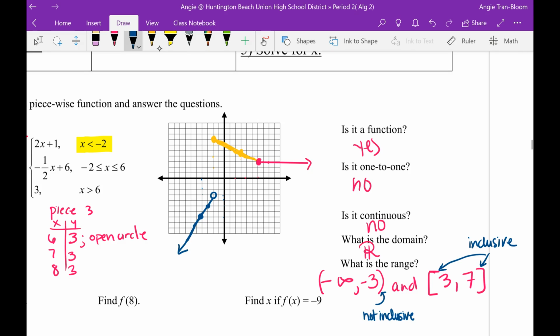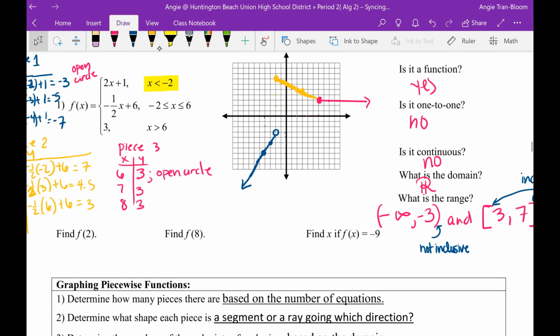So if it is included, then use a square bracket. Now for the infinity symbol, you always have to use the non-inclusive parentheses. Why do we use parentheses for the positive infinity and the negative infinity? Right, you cannot determine an exact number for infinity. That's why it's not a square bracket, okay?